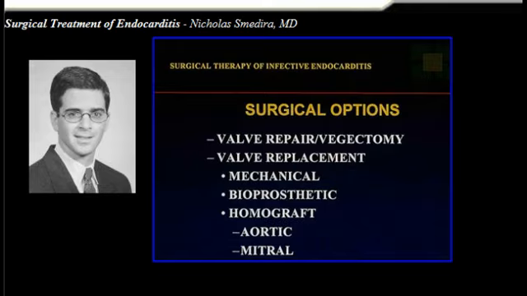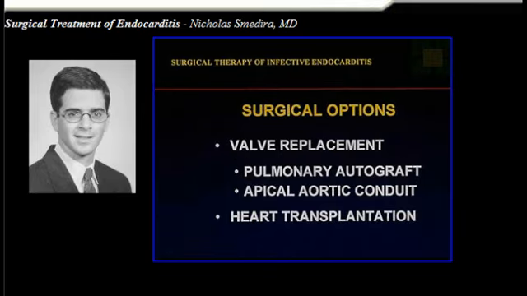Well, what are your surgical options? In the mitral or tricuspid position, a valve repair using the standard techniques or a vegectomy is often possible. And then valve replacement, it can be mechanical, bioprosthetic, homograft. Both aortic and mitral homografts have been described in both the mitral and tricuspid position. Pulmonary autografts have been successfully used, and I'll show you some photographs of that. And historically, people have described apical aortic conduits with bypass grafting, and the results of these have been quite poor.